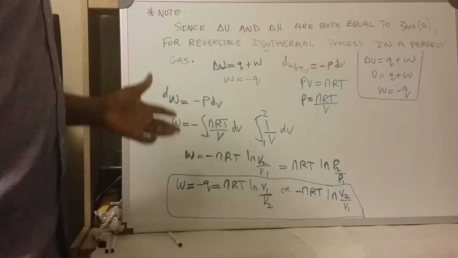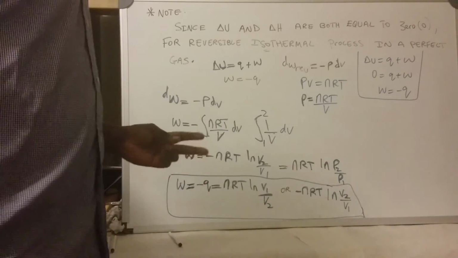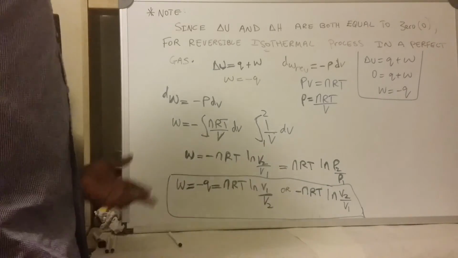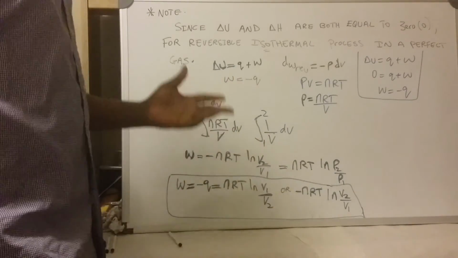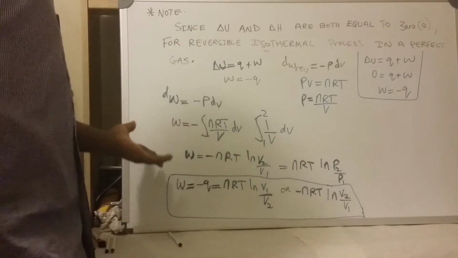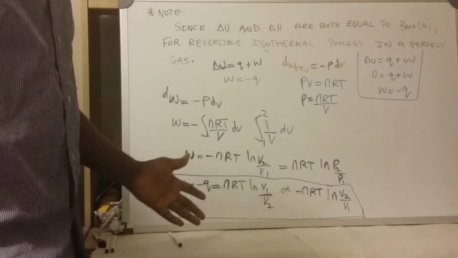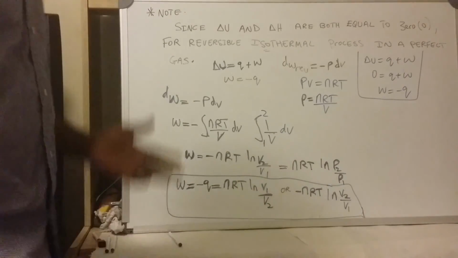Always remember dU equals CV dT for two cases: when volume is constant, which is an isochoric process, or in a perfect gas. And also in a perfect gas, dH equals Cp dT. So just remember that and then you'll be good.